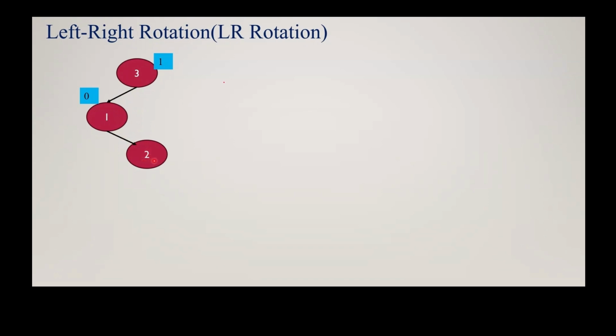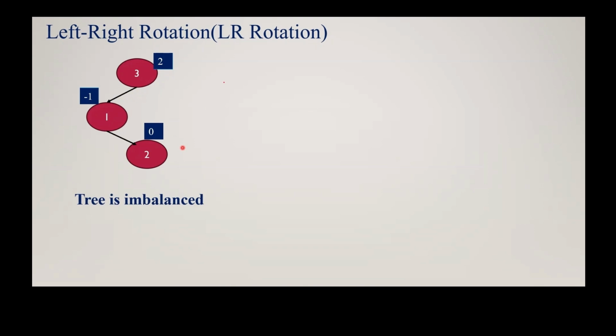Once it is inserted, as it is an AVL tree, we have to check the balancing factor of each and every node. For 2 it is 0 because there is no left or right subtree. Then for 1, the left subtree is 0 and the right is 1, so 0 minus 1 is minus 1. For 3, the left subtree is 2 and the right side is 0, so 2 minus 0 is plus 2. So right now it is not a balanced tree, because the balancing factor of 3 is 2.